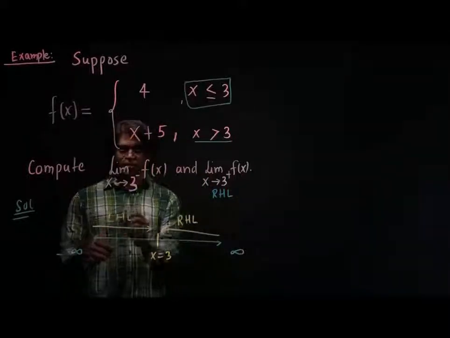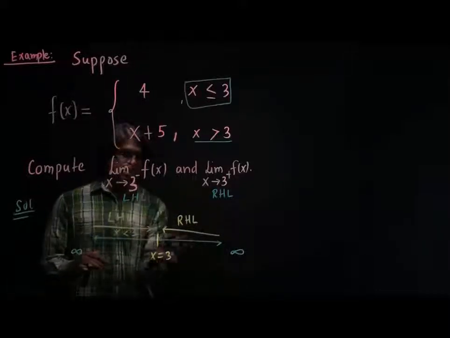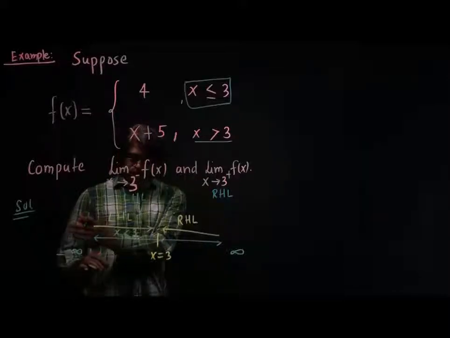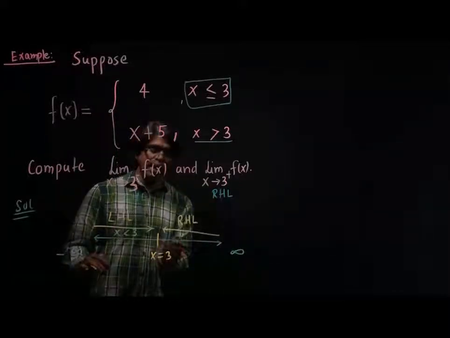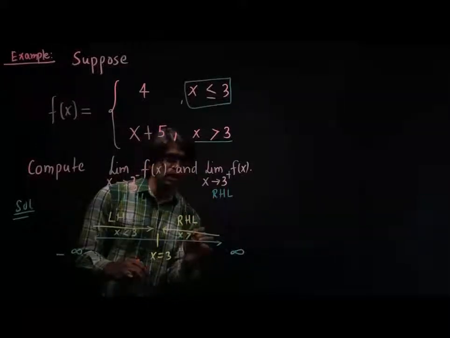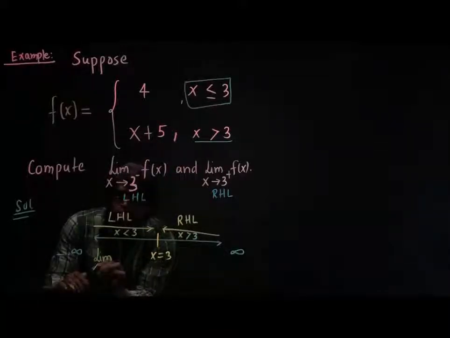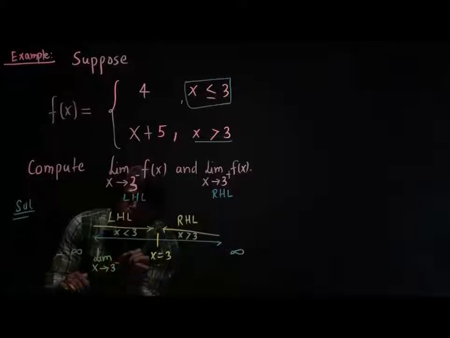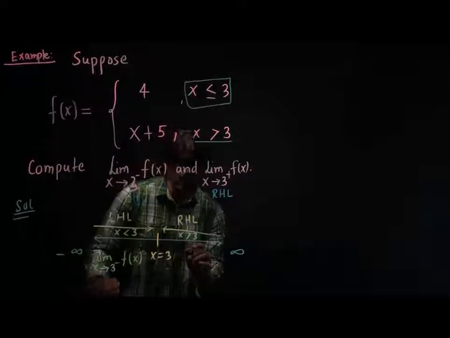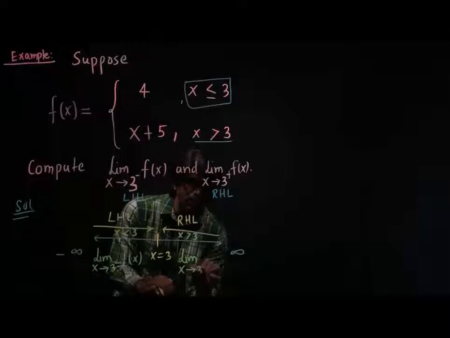Now when I approach from the left hand side, x will always be less than 3, because all the values are less than 3 on this side of x equals 3. But if I approach from the right hand side, all the values will be greater than 3. This simply means that the limit as x tends to 3 minus will be my left hand limit, and my right hand limit will be the limit as x tends to 3 plus of f(x).